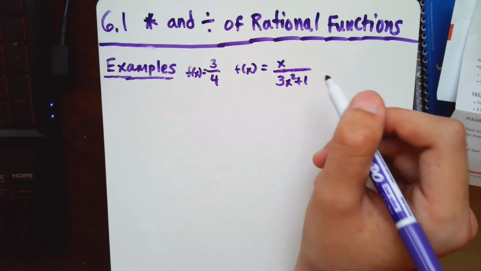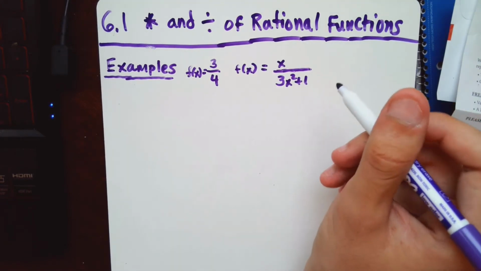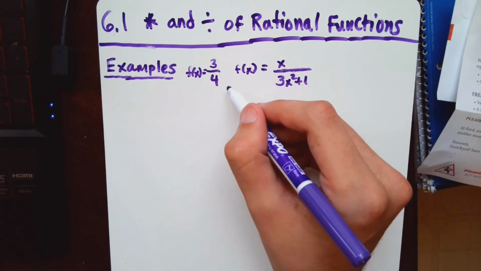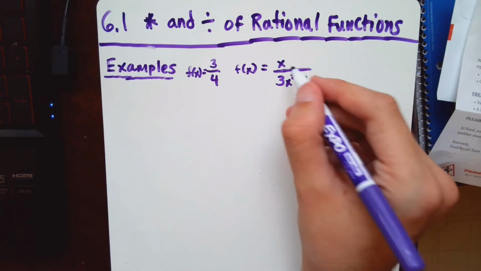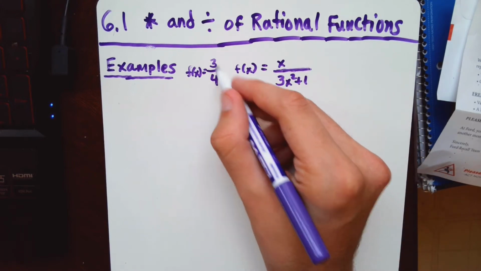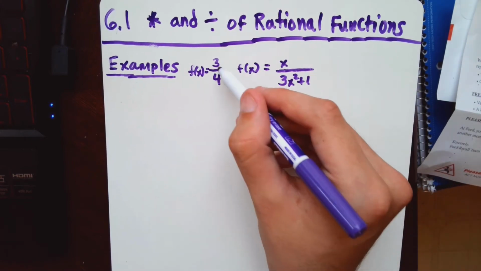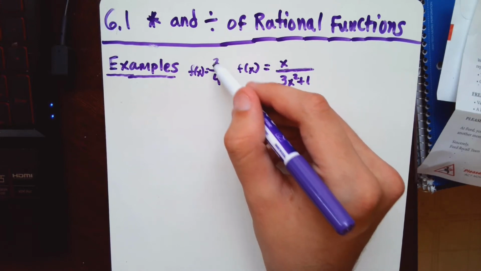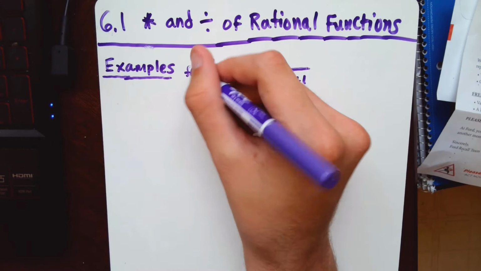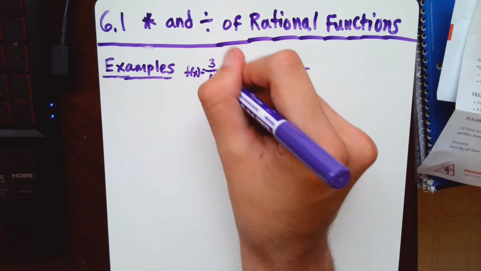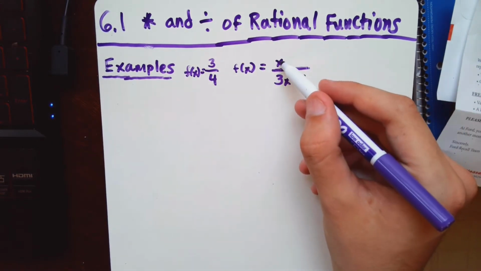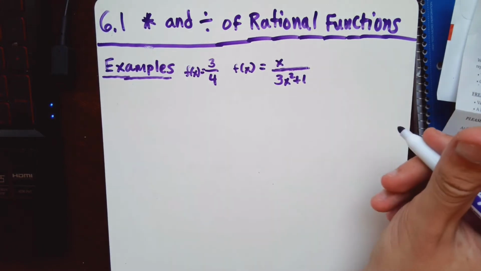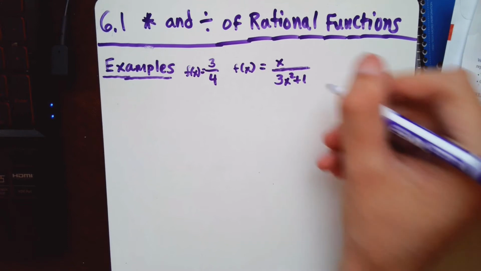And remember, what characterizes rational functions is that you have a polynomial on the top and a polynomial on the bottom, just like here and here, or here and here technically too, because numbers are polynomials as well. They're just constant polynomials. So this is a ratio of polynomials, 3 and 4. This is a ratio of polynomials, x to 3x squared plus 1. So both of these are rational functions.